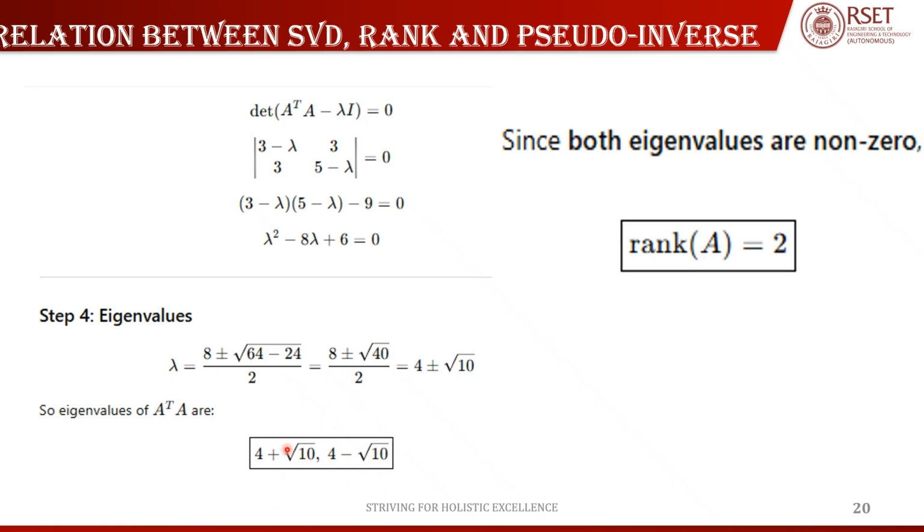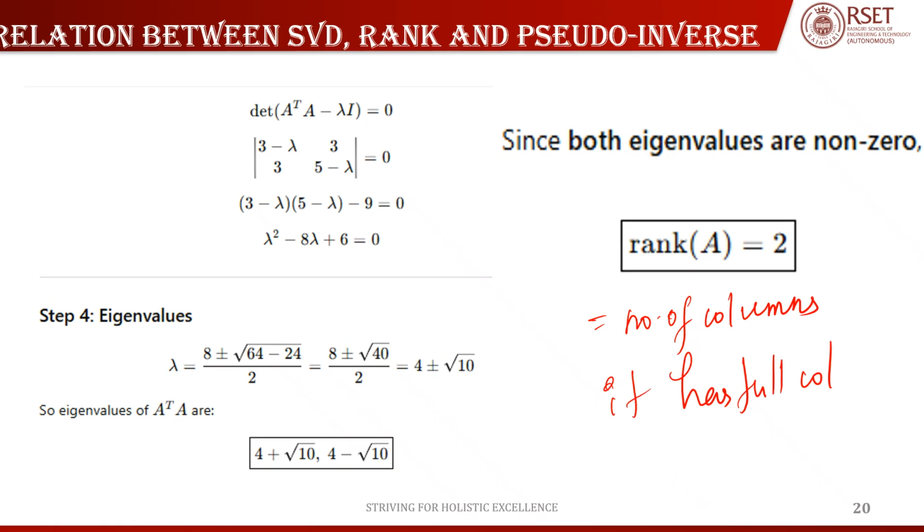How many eigenvalues do you have? Two, and both of them are non-zero. Since you have no zero eigenvalues, your non-zero singular values will also be equal to 2, hence the rank of A is equal to 2. That is equal to the number of columns, and since this is equal to the number of columns, it has full column rank. So your first question is solved.